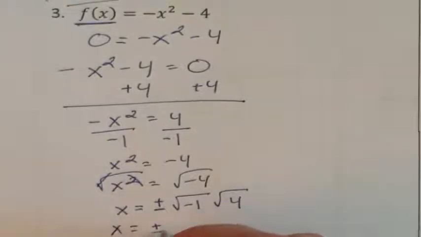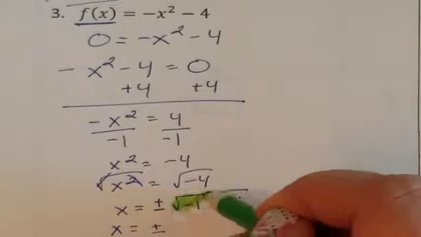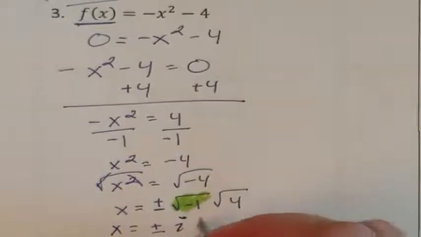So x is plus or minus. The square root of negative 1 is i. And the square root of 4 is 2.